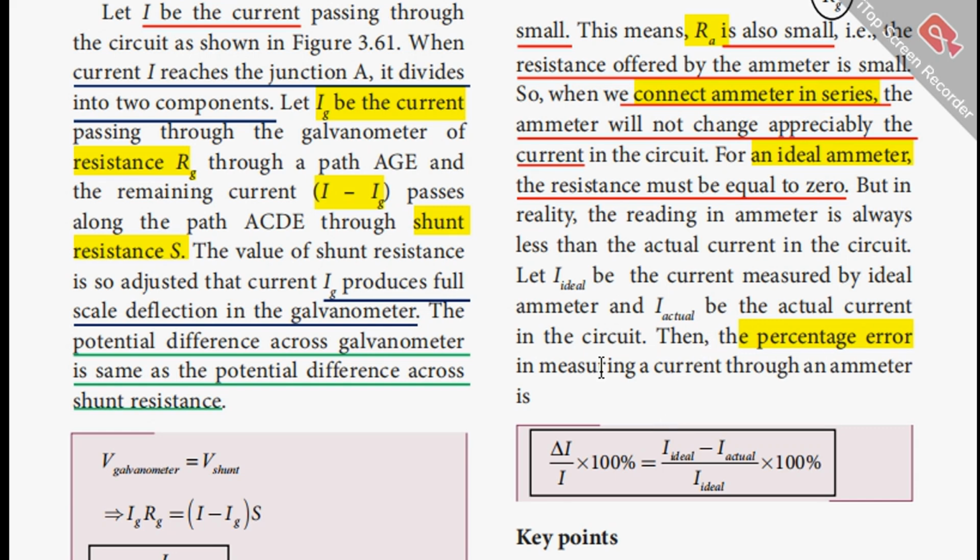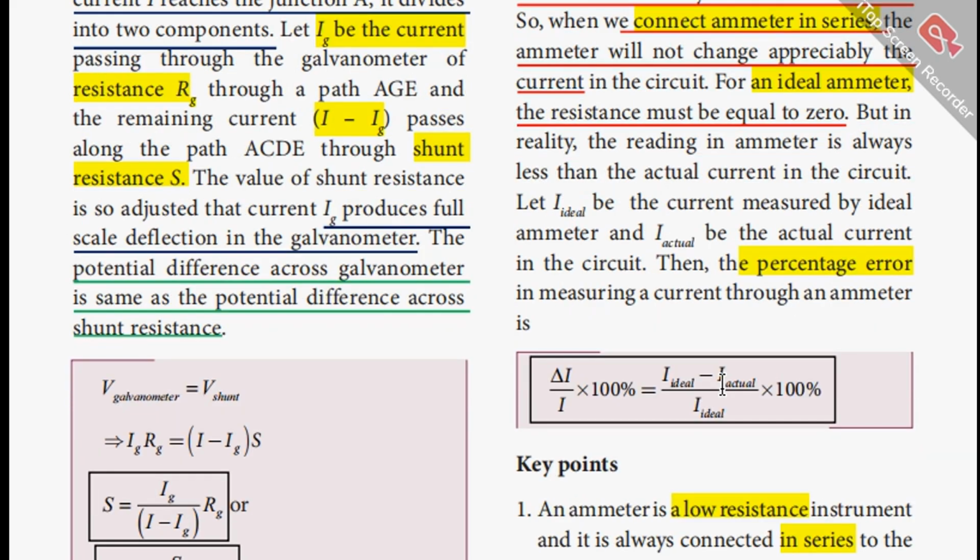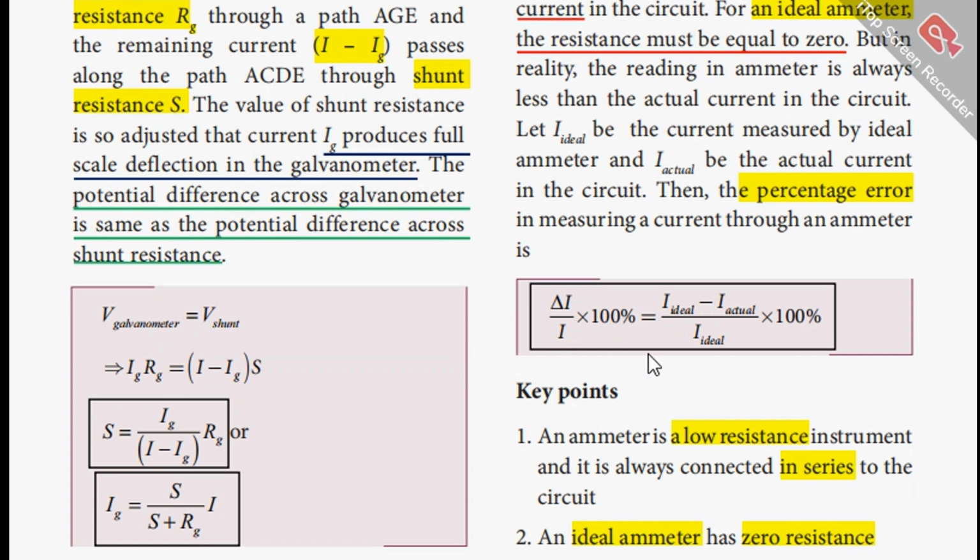Then the percentage error in measuring a current through an ammeter is given by this expression: delta I by I into 100%. That is given by (I ideal minus I actual) by I ideal into 100%.